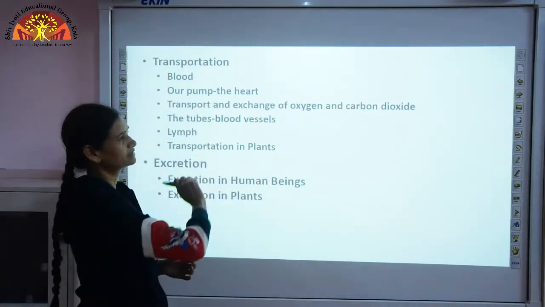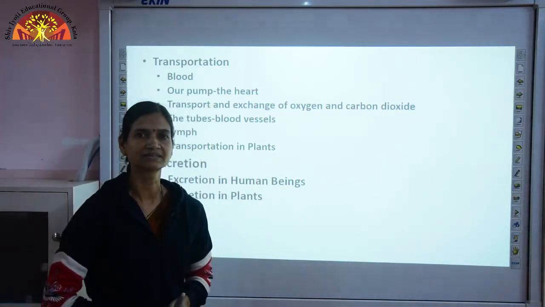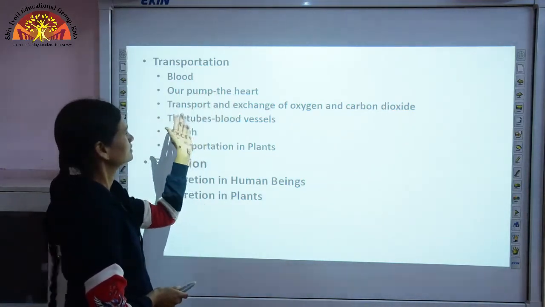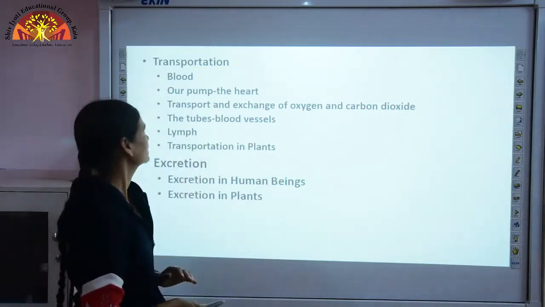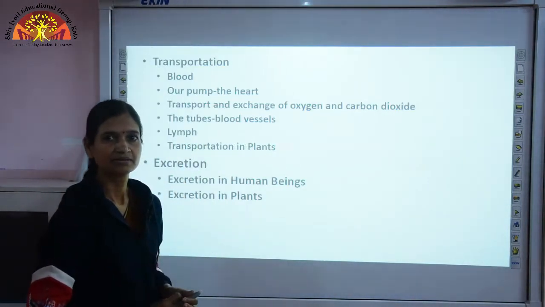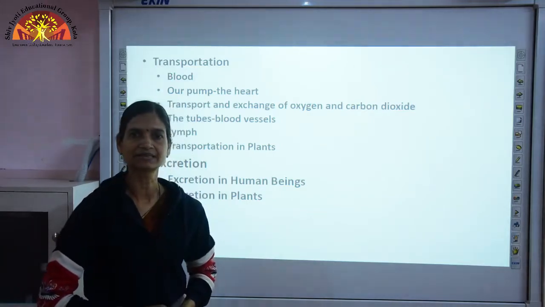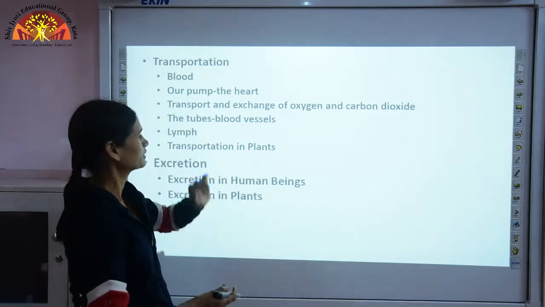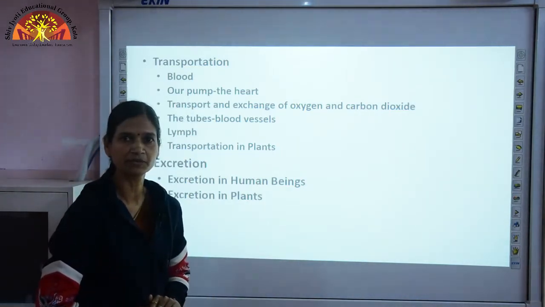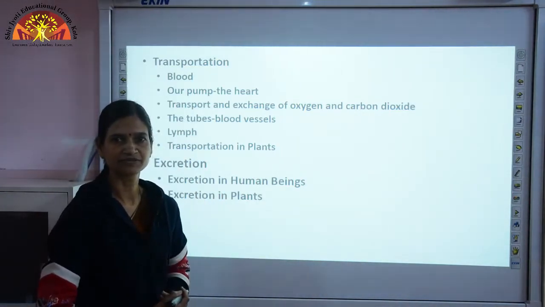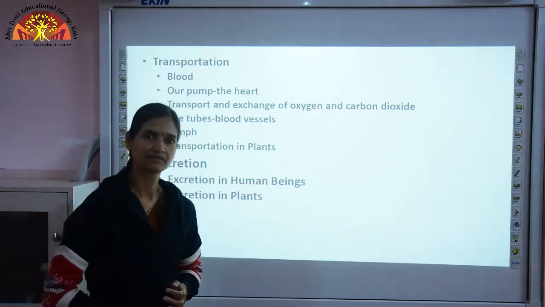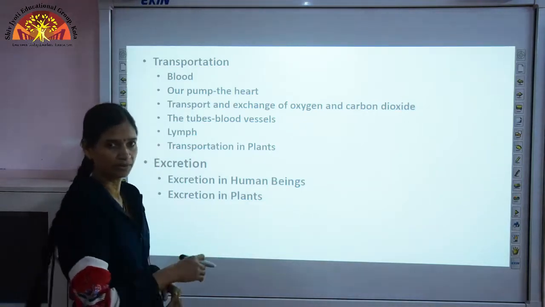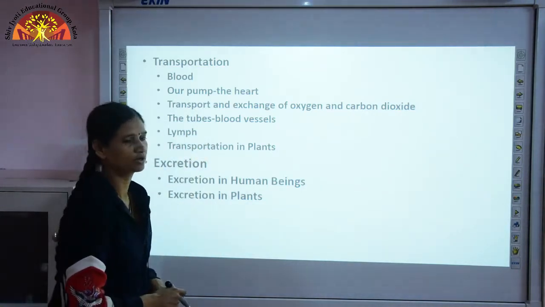So children, mainly the transportation system, or we can call it the circulatory system, has different parts like blood, heart and blood vessels. Okay, so we will first talk about blood. Blood has different components like plasma and blood cells. Plasma is the liquid part of the blood, and blood has different types of cells like RBC, WBC and platelets. They also have different roles in the body. Then we talk about the heart.